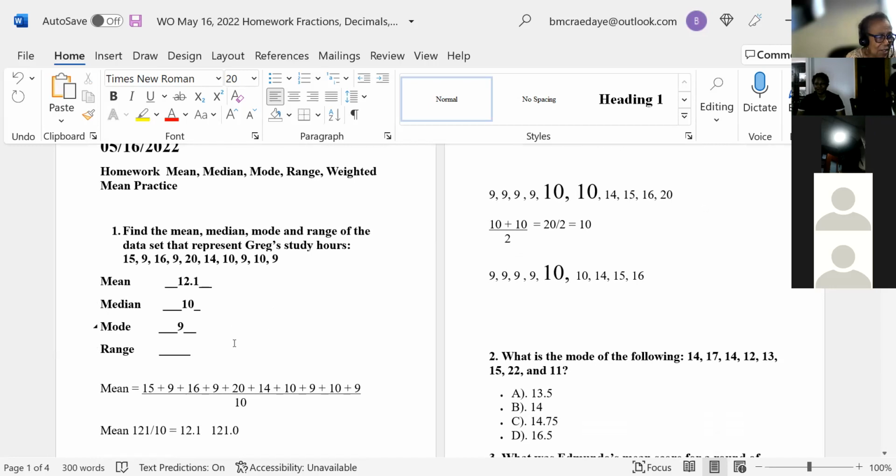Mercedes, how do you calculate range? Okay, to do the range, you look at all the numbers and pick the greatest one, and then the lowest one. You take away, for example, 20 is the highest number and 9 is the smallest. So range is equal to what? What's the formula?